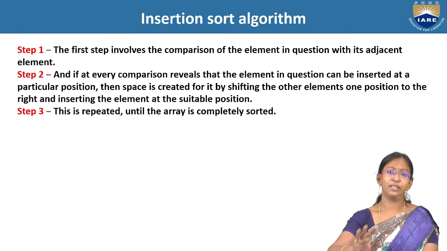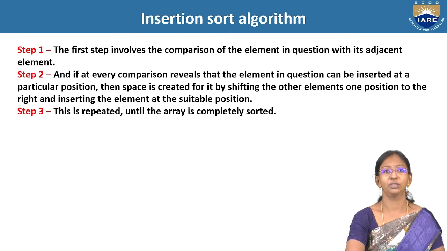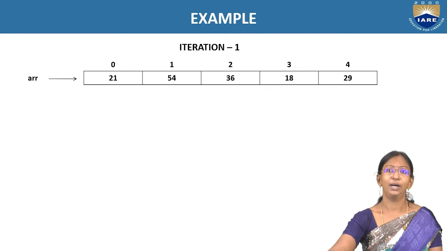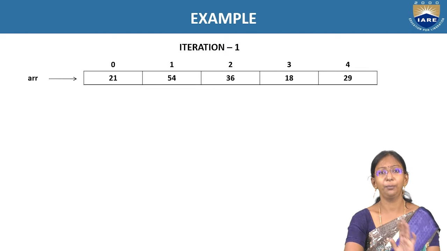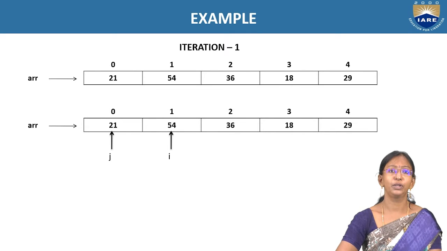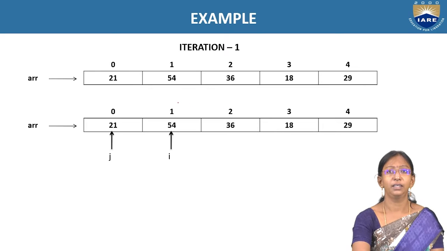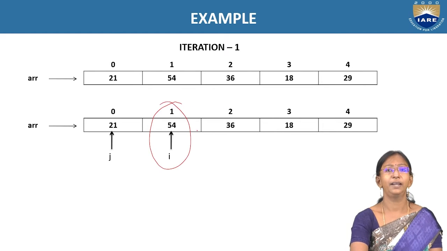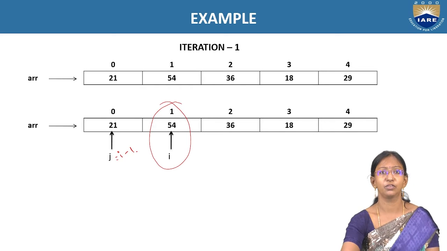I'm going to explain this sorting technique with a simple example. Please do follow this, guys. I have taken a list of 5 elements. It is an unsorted list: 21, 54, 36, 18, and 29. I'm going to initialize my variables now. I'm going to initialize i, the first index, with the index value 1, and j is equal to i minus 1. This is the initialization.